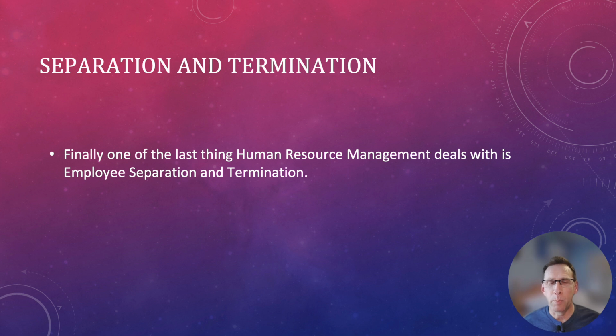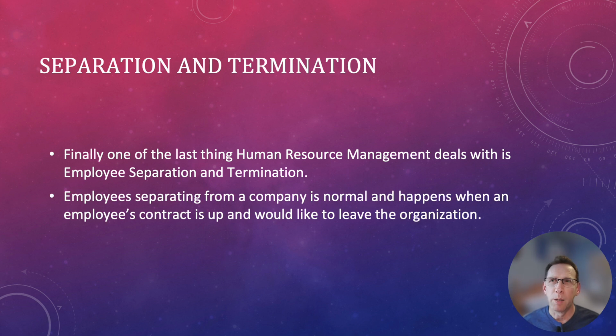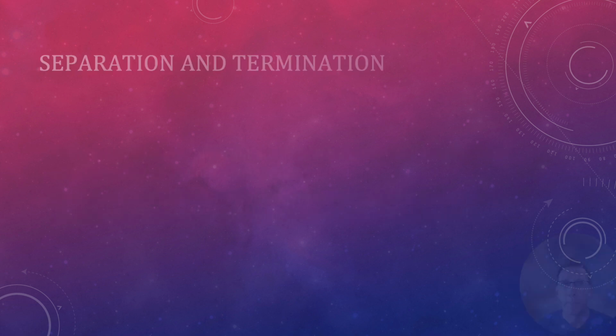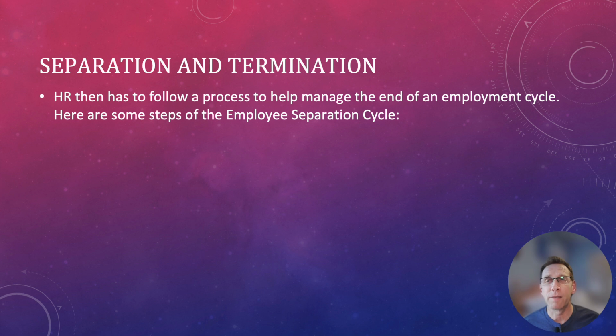So finally, really one of the last things that human resource management handles is employee separation and termination. An employee separating from a company is normal, and it happens when an employee's contract is up or they would like to leave the organization. So HR then has to follow a process to help manage the end of an employment cycle. And here are some steps of that employment and separation cycle.